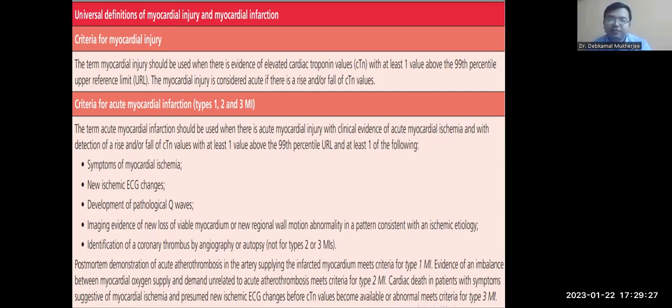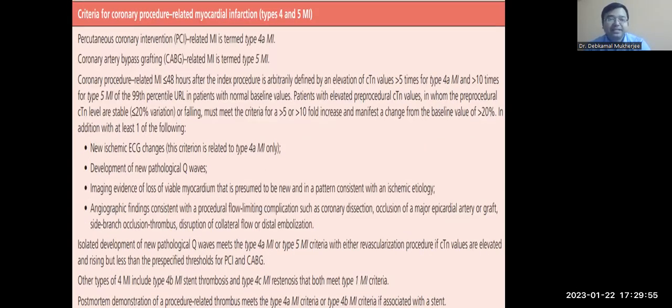Along with that, the patient should have at least one of these things: symptoms of myocardial ischemia, new ischemic changes on ECG, development of pathological Q waves, or any imaging evidence of new loss of viable myocardium or new regional wall motion abnormality, with a pattern consistent with ischemic etiology. And apart from this, there is another entity, percutaneous coronary intervention related myocardial infarction. So this we can leave. This is more for the cardiologist in the cath lab.